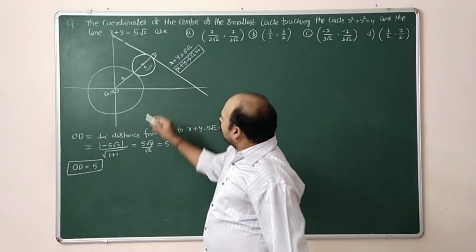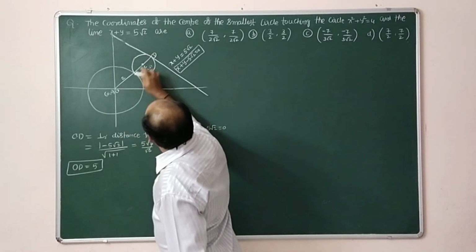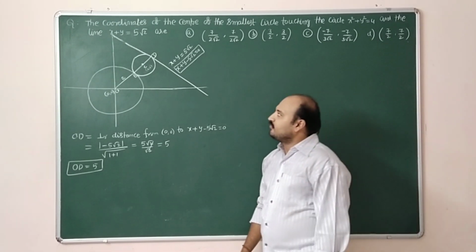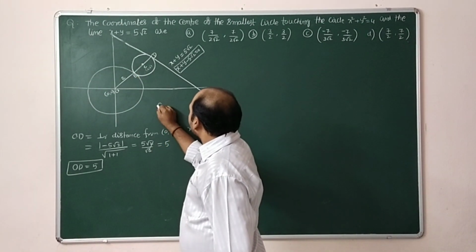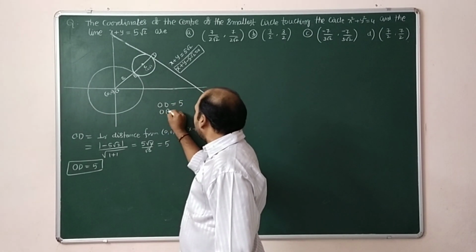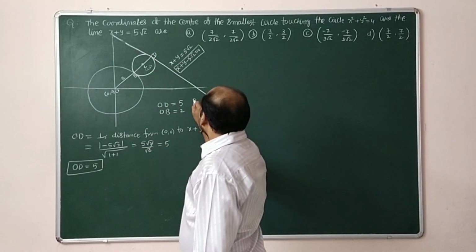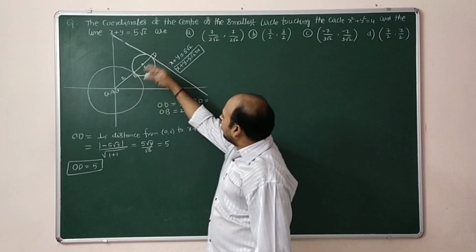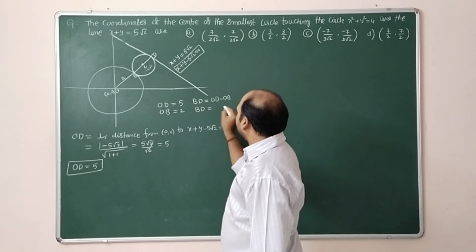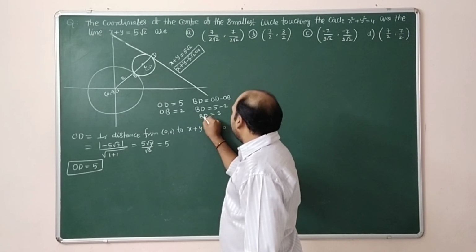We got it here. From here to here is 5 units, so here we take some point. O, C, here, B is the rest. I am taking that point as B. So from the figure, OD is equal to 5 and OB is equal to 2. Then BD is equal to OD minus OB only, no? So BD is equal to OD, that is 5 minus 2, which is equal to 3.